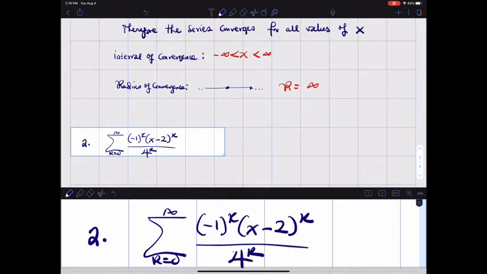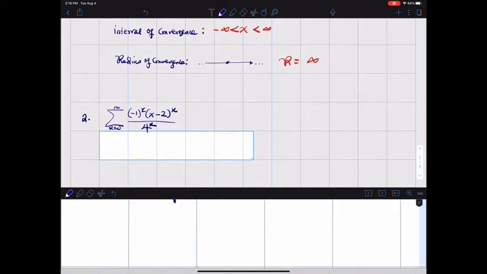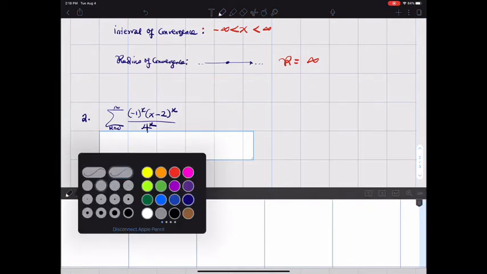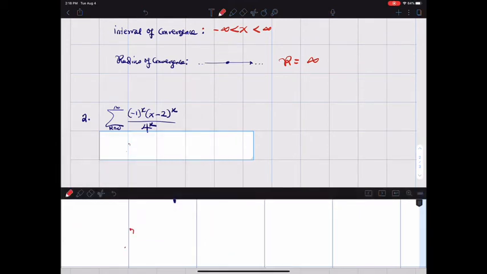All right, in this case, we have an alternating series, but it doesn't matter because we're always going for absolute convergence anyway, like we did in the other problem. So let's figure out what is our a, our center.